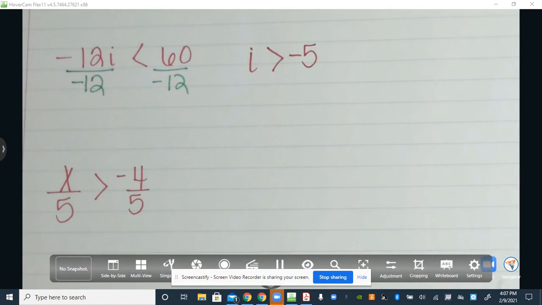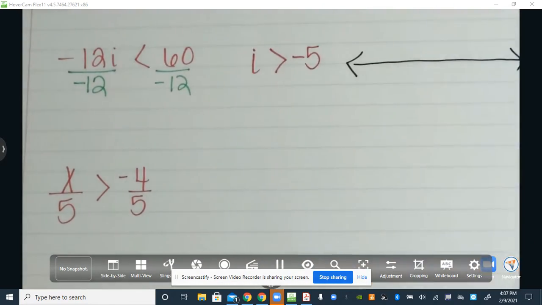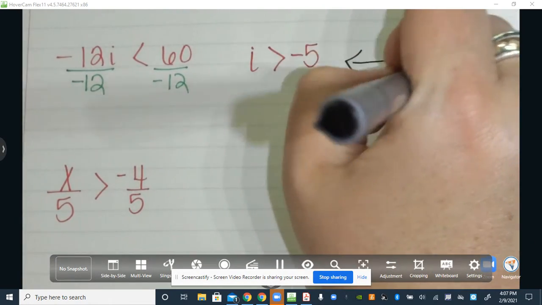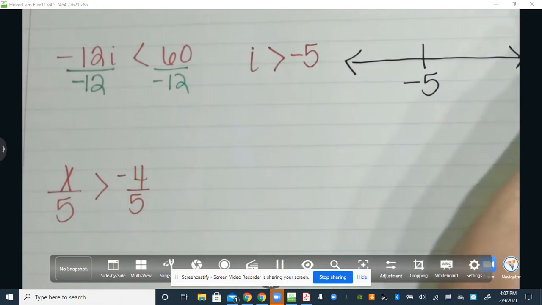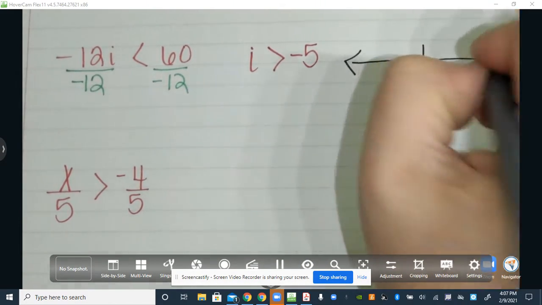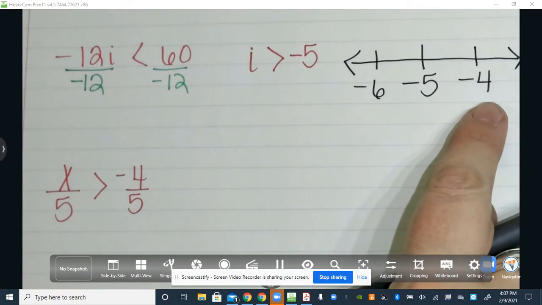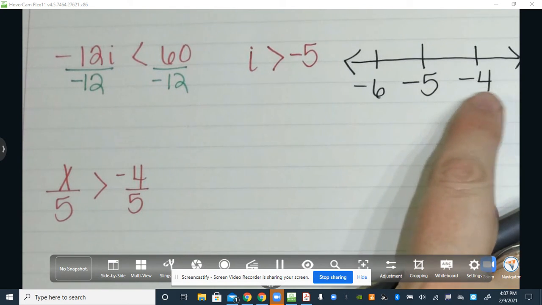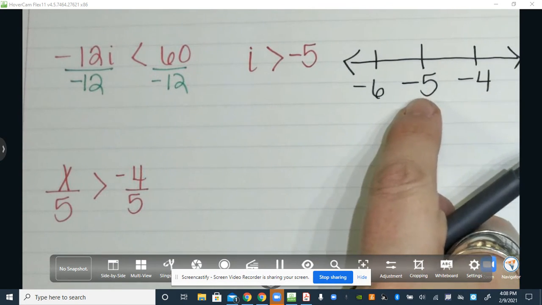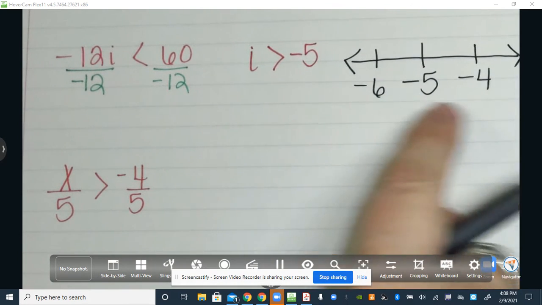All right, how I would graph this is I start off with my number line. It's blank. Negative 5 has to go on it. And I'm looking for a number above negative 5, so negative 4. And one number below it is negative 6. Now remember, when you're writing your number line, when it comes to negatives, you have to think backwards. It's backwards. So the larger number is actually the smaller one. So make sure you're paying attention to that.